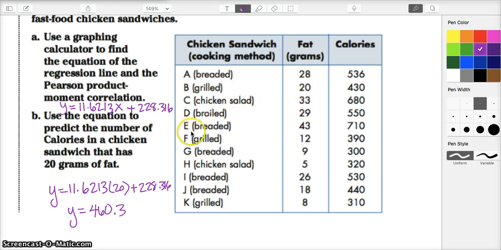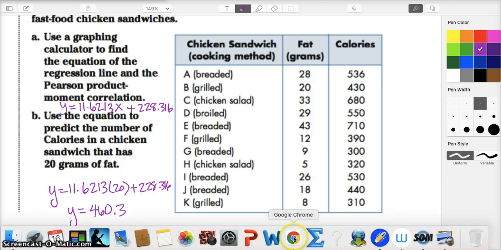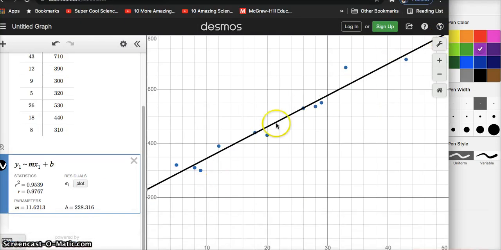And I'm wondering why. I'm wondering if you have an idea why. If you think back to our graph, let me see if I can get there really quick. If you think back to our graph, why do you think this prediction equation doesn't fit our data exactly?